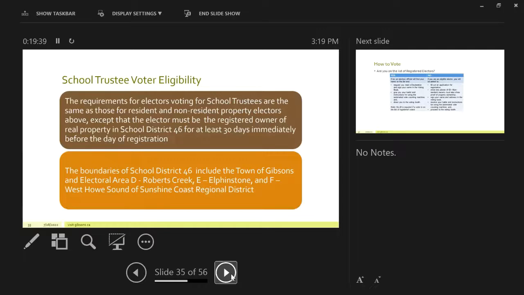So school trustee voter eligibility. The requirements for electors voting for the school trustees are the same as those for the resident and non-resident property electors above, except that the elector must be the registered owner of the real property in the school district for at least 30 days immediately before the day of registration. The boundaries of School District 46 include the town of Gibsons, electoral areas D, E and F, so our surrounding electoral areas.